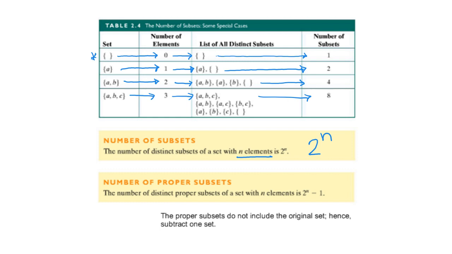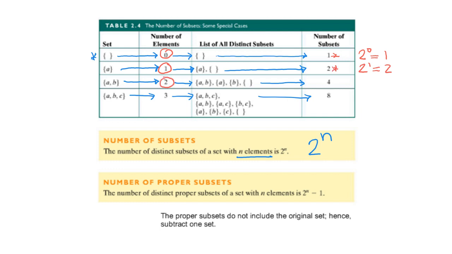So on this first one, we had 0 elements here. So 2 to the 0 power, that's going to give you 1. So that tells you and confirms that we had one subset. For the second option, it had one element, so 2 to the first power is going to give you 2, which matches right here that we have 2 subsets.